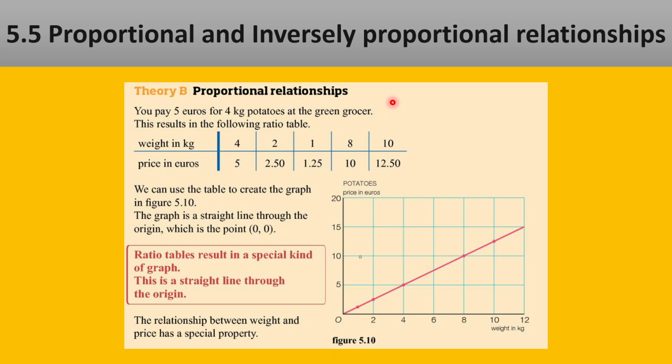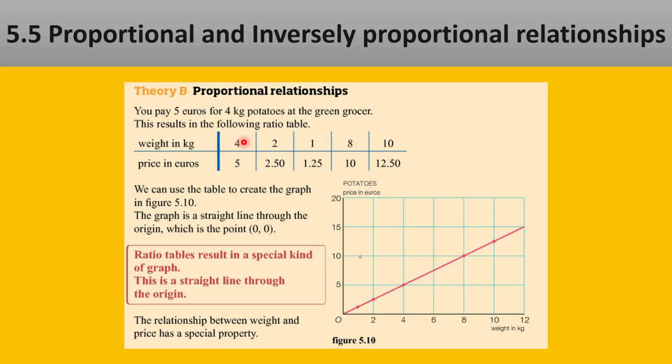We're going to discuss theory B of 5.5, which is about proportional relationships. Before I discuss it, I'm first going to talk about this ratio table. Let's say you pay €5 for 4 kilograms of potatoes at the greengrocer.